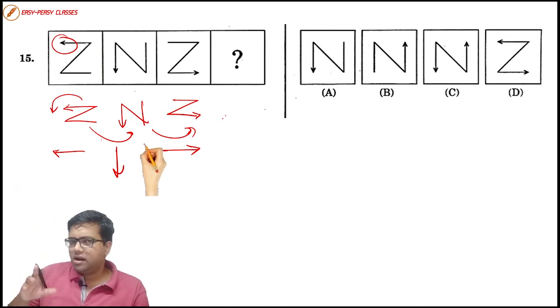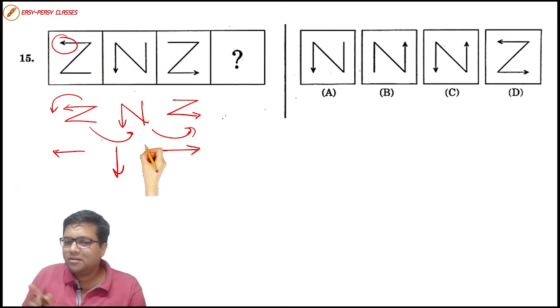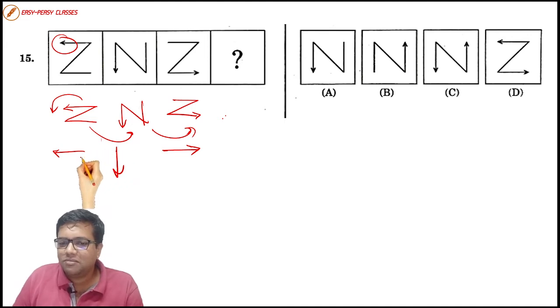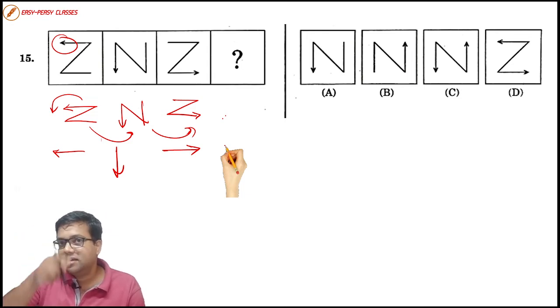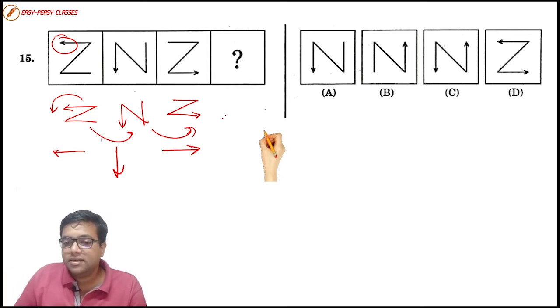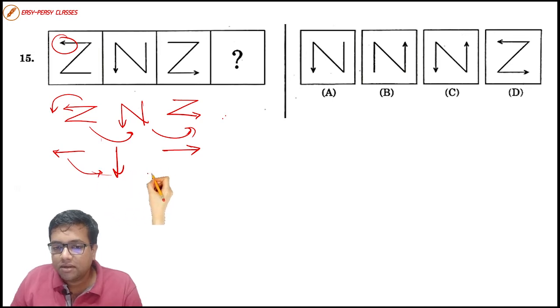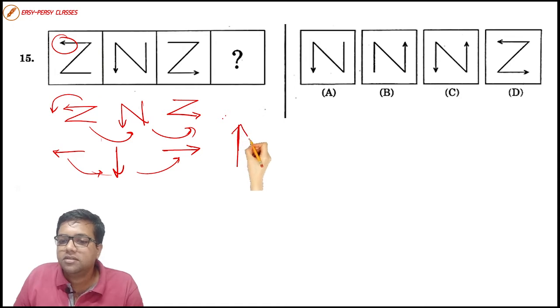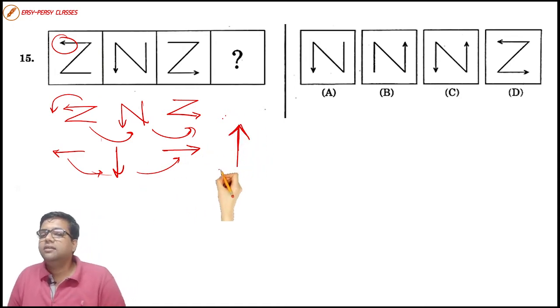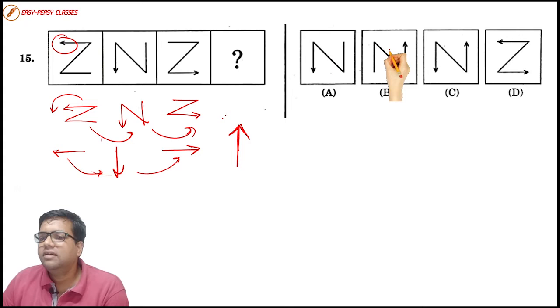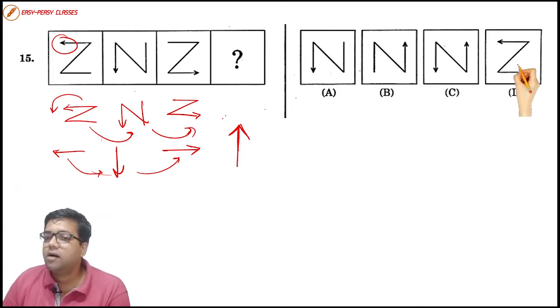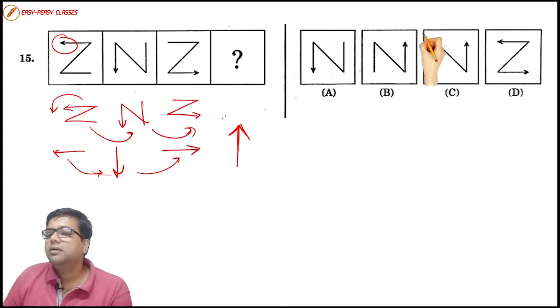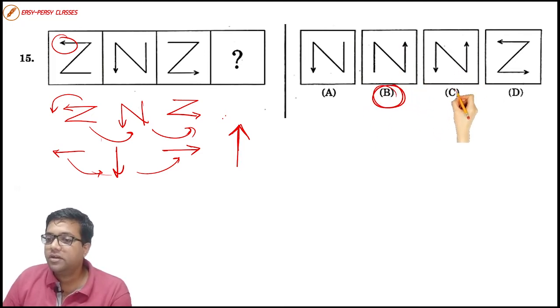If you understand the clock dynamics, clockwise movement, this is somehow rotating itself in an anti-clockwise direction, right? So somehow this got directed downward to forward to upward. This is the only direction which is left to be filled in the fourth figure. So let us see in the answer figures, is there any figure which has the upward directed arrow? Yes, we do have it in option number B. We have it in option number C.